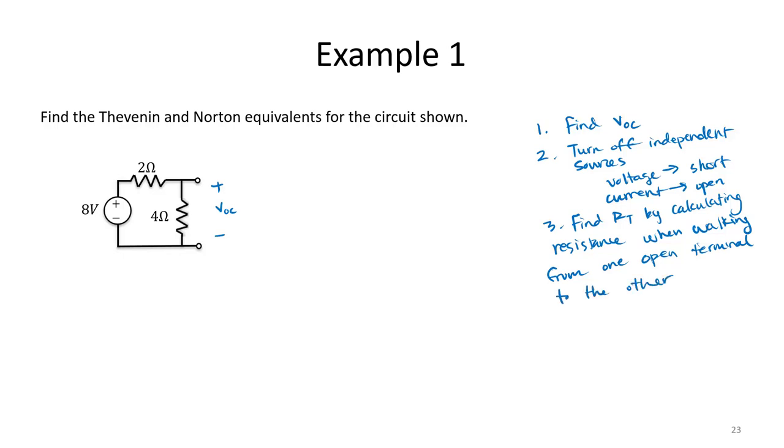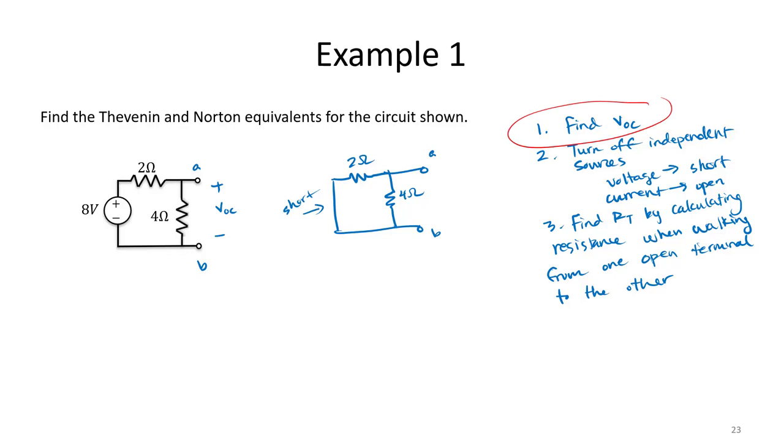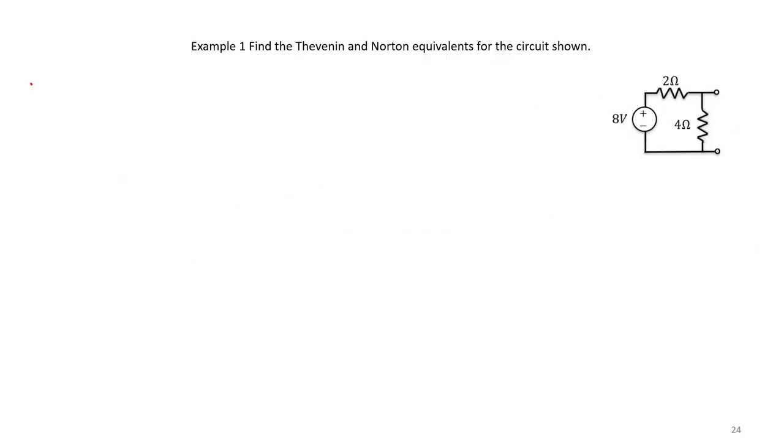So in this case, if I have terminal A and terminal B, notice I would turn off my voltage source and I would need to walk from A to B through those resistors. So let's go ahead and first begin with finding our open circuit voltage. Let's take a look and see what our open circuit voltage is in this case.